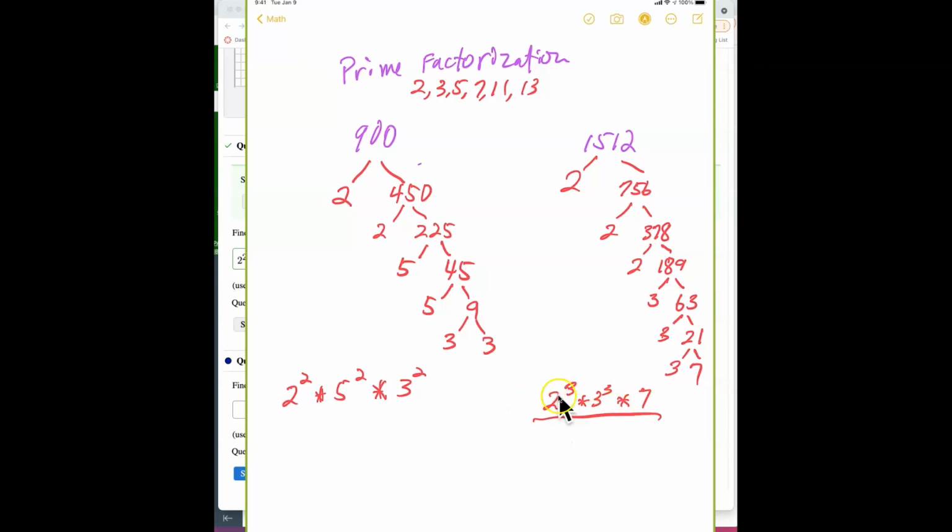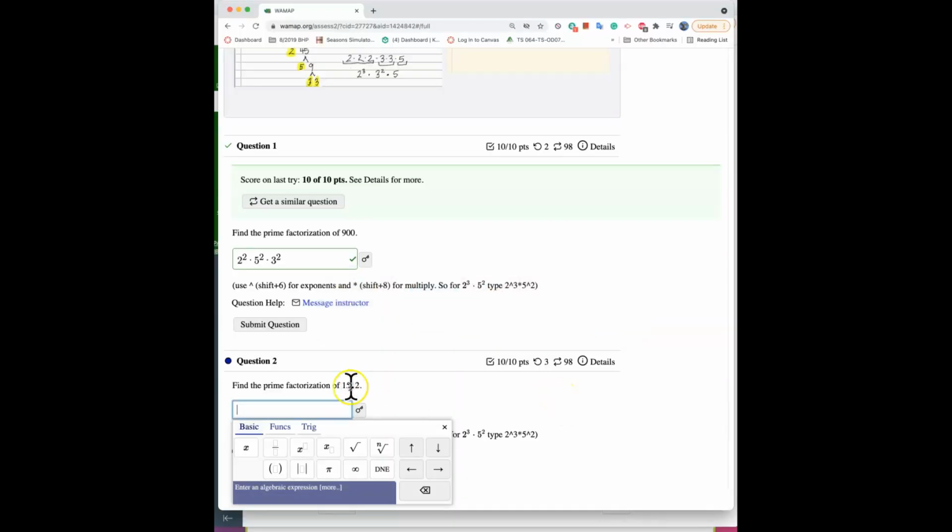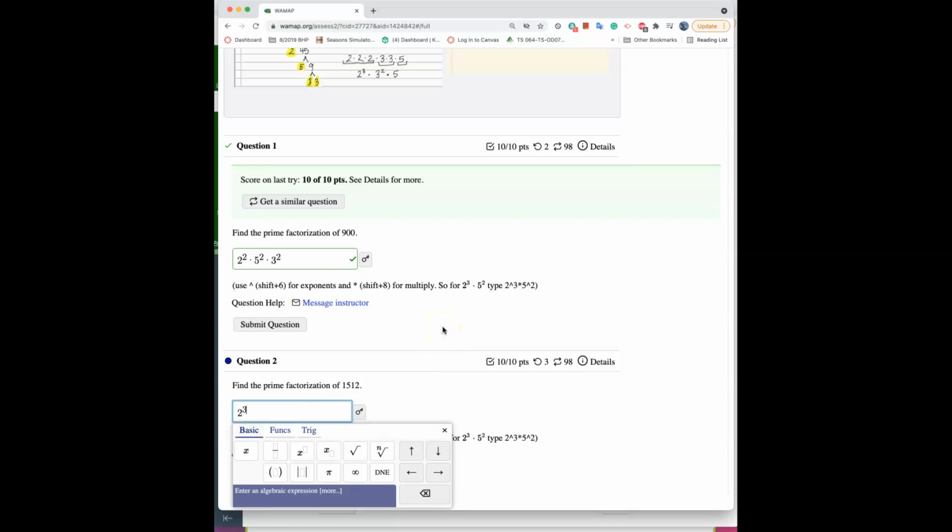Well, let's put this answer in at WAMAP and see how we do. So here we have 2, shift 6, 3, step to the right, shift 8 for an asterisk, and then 3, shift 6, 3, step to the right, shift 8 for an asterisk times 7. And let's see how that does.